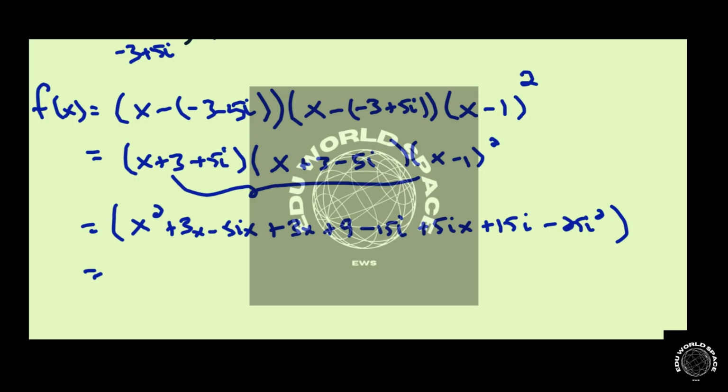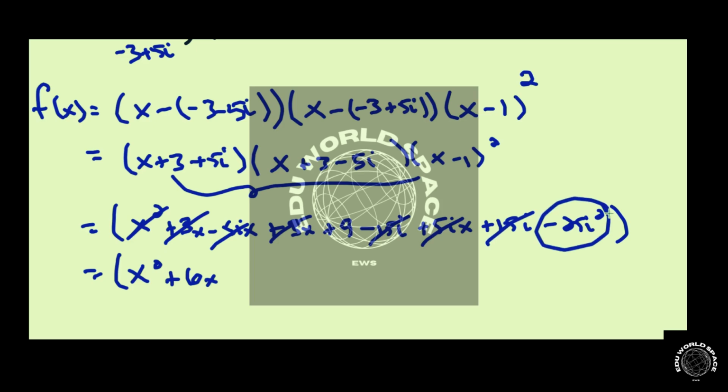All right, well, that becomes x squared plus 6x. The 5ix's cancel. The 15i's cancel. i squared is -1, so that becomes a plus 25. With the 9 would be plus 34.